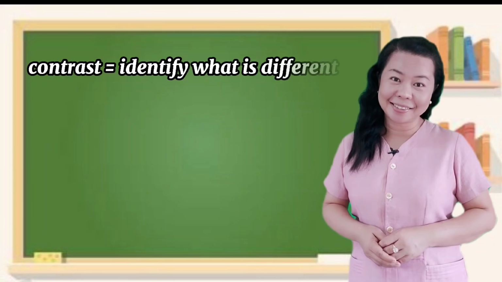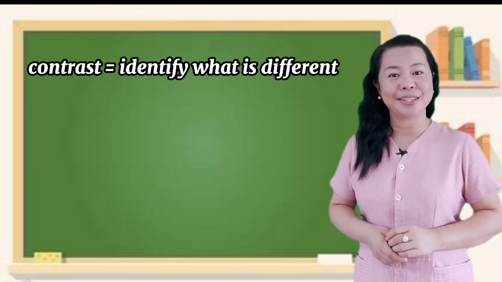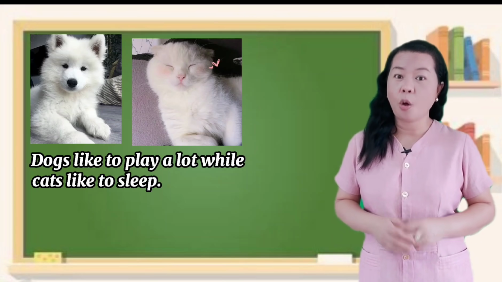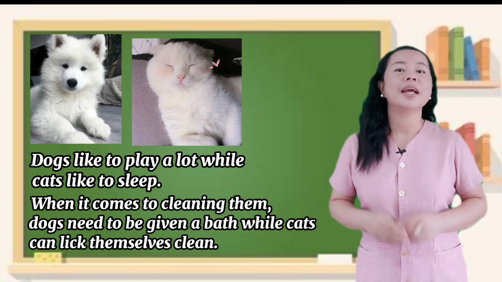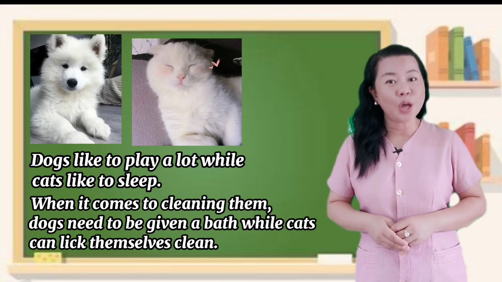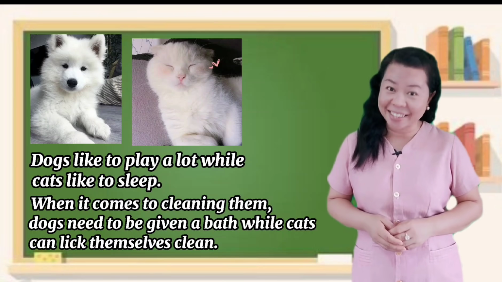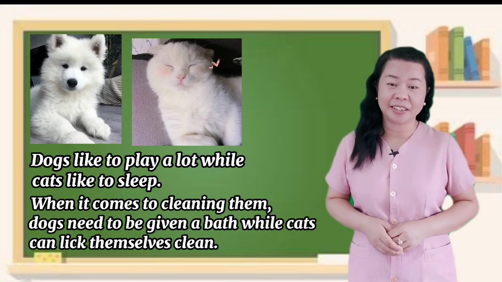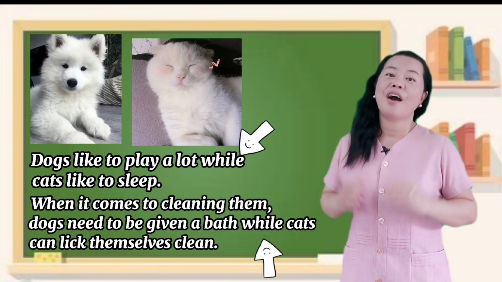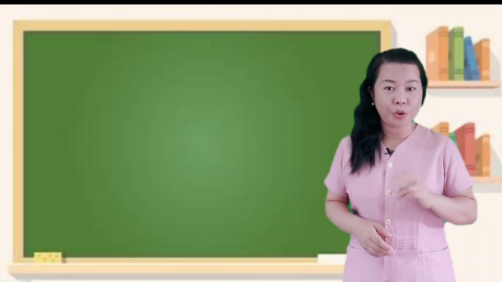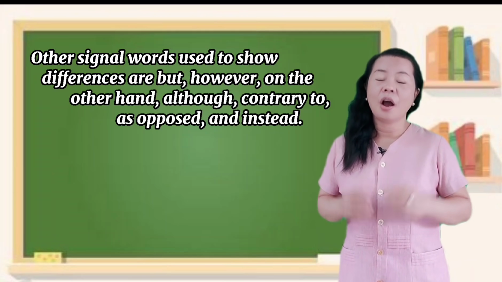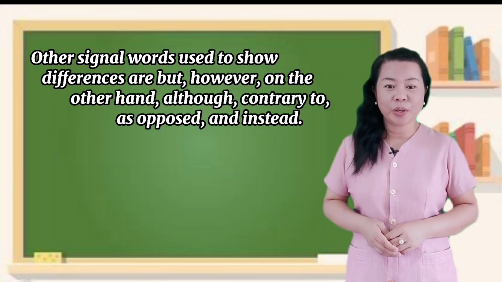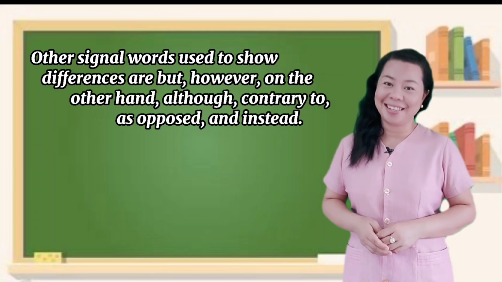But when you contrast, you identify what is different. Going back to our examples, dogs like to play a lot, while cats like to sleep. And when it comes to cleaning them, dogs need to be given a bath, while cats can lick themselves clean. The signal word used to show their differences is while. Other signal words used to contrast two or more things are but, however, while, on the other hand, although, contrary to, as opposed, and instead.